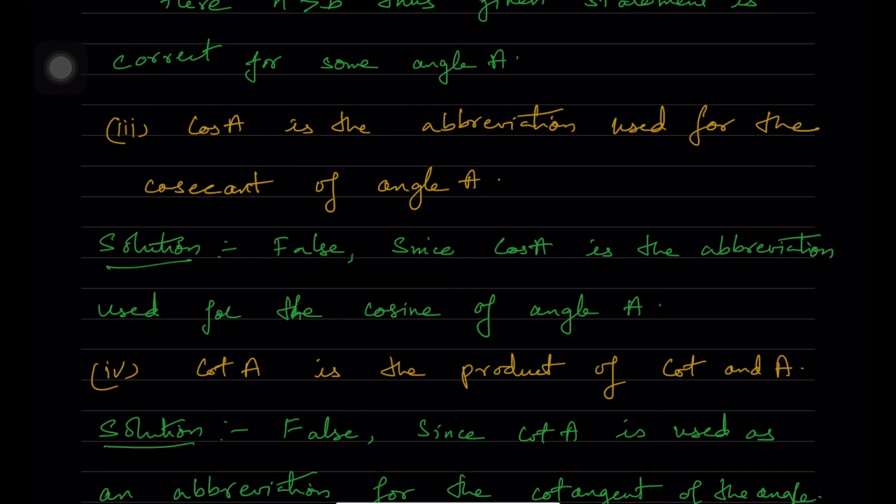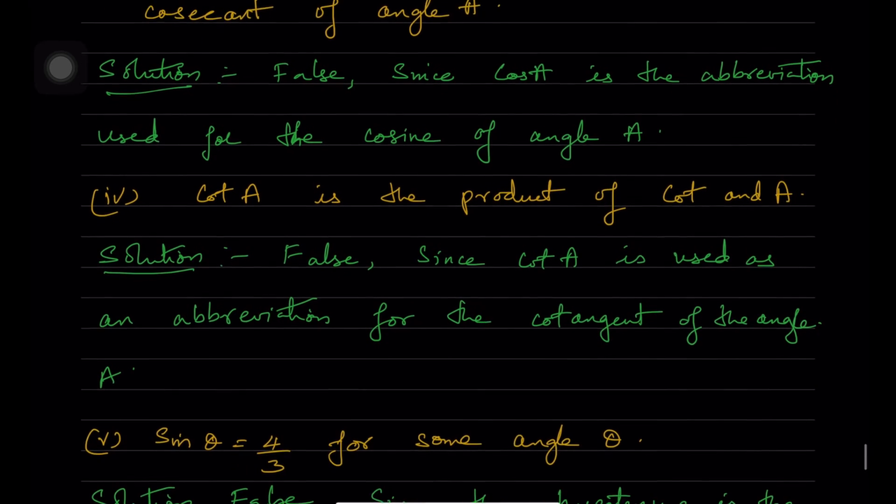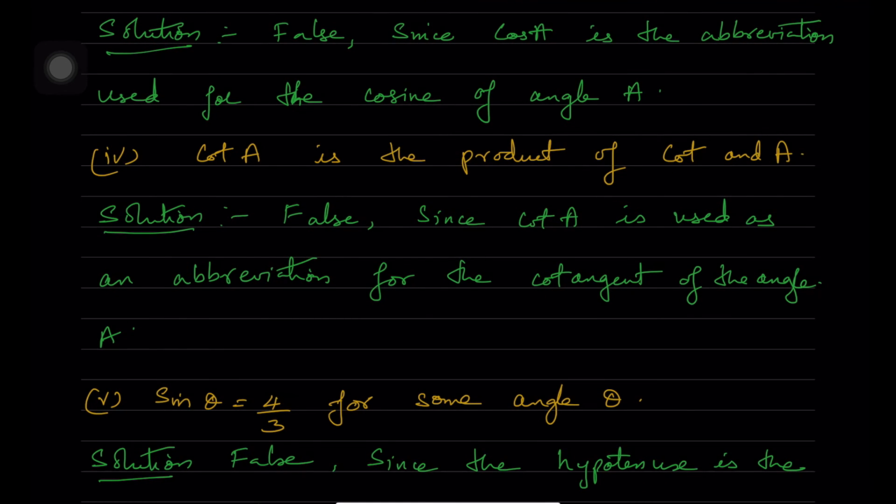Now we have the third one, cos A is the abbreviation used for the cosecant of angle A. Is it true or is it false? So it is a false statement, since cos A is the abbreviation used for the cosine of angle A. It's not cosecant, it is cosine. Now cot A is the product of cot and A. False, since cot A is used as an abbreviation for the cotangent of the angle A.